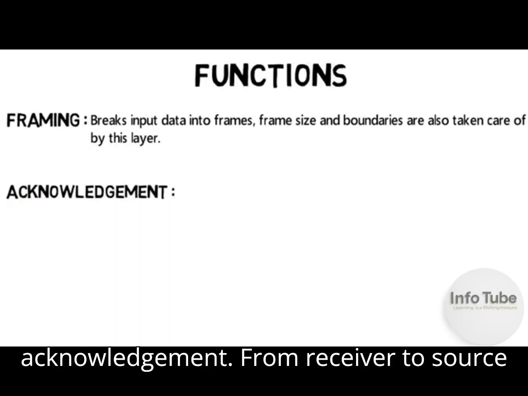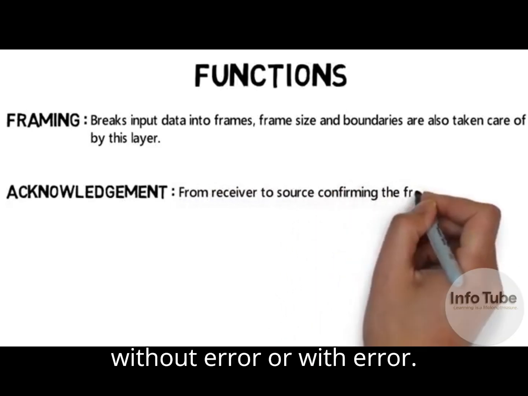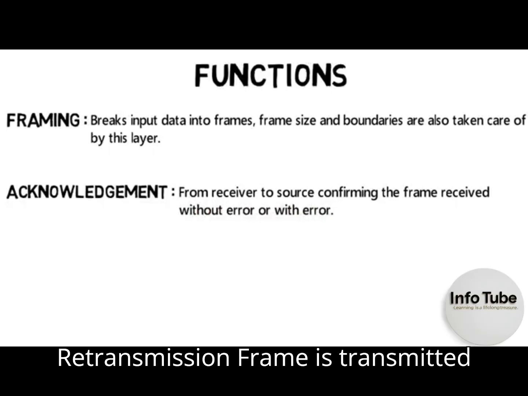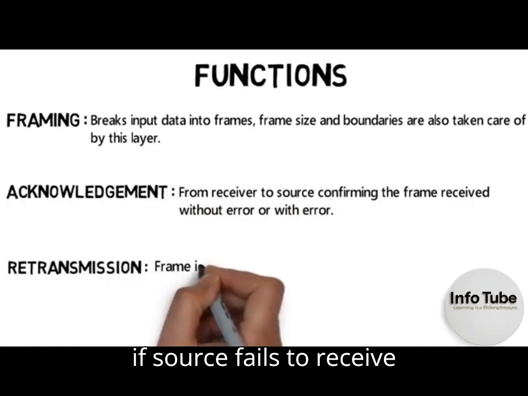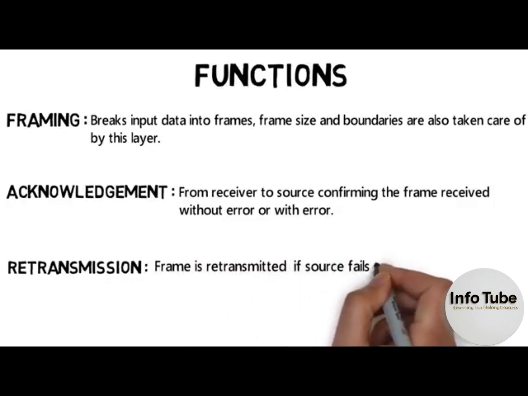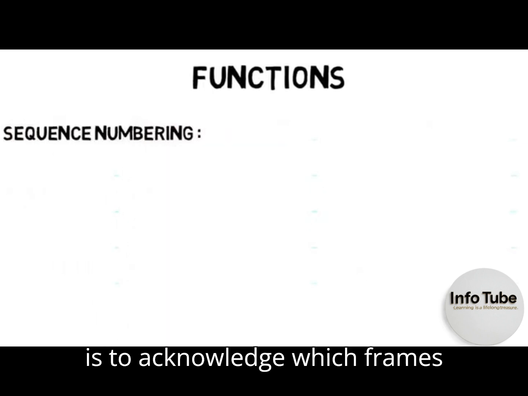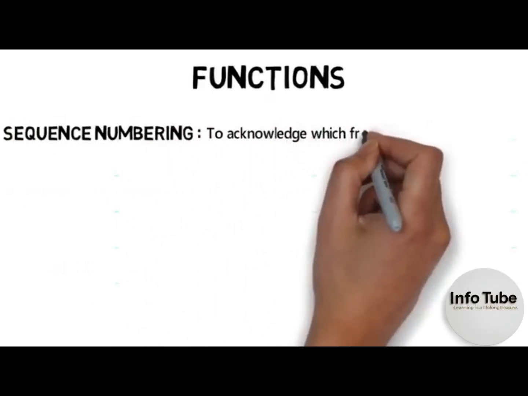Acknowledgement. From receiver to source confirming the frame received without error or with error. Retransmission. Frame is transmitted if source fails to receive acknowledgement. The sequence numbering. Its purpose is to acknowledge which frames was received.